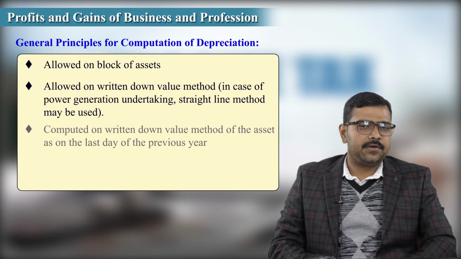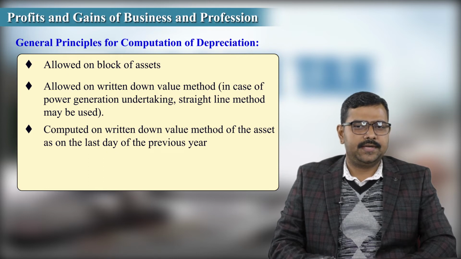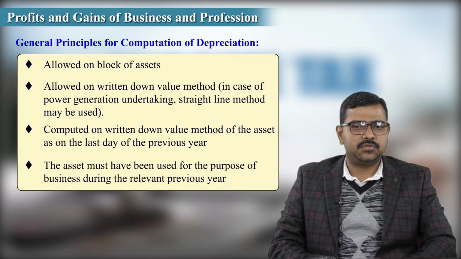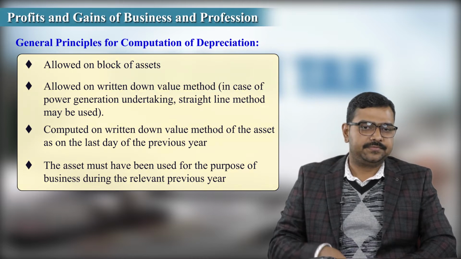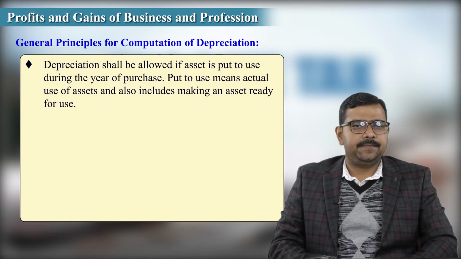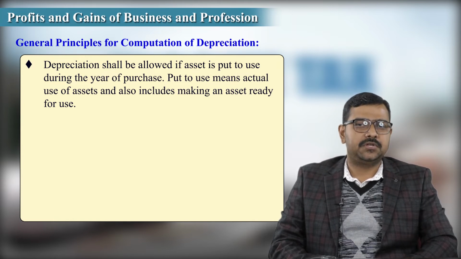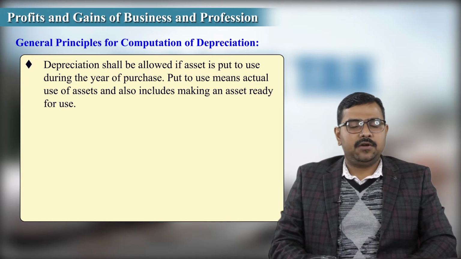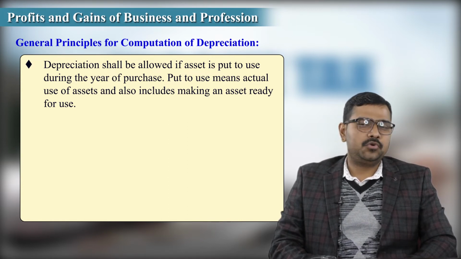Point 8: Computed on the written down value of the asset on the last day of the previous year. Point 9: The asset must have been used for the purpose of business during the relevant previous year. Point 10: Depreciation shall be allowed if the asset is put to use during the year of purchase. This is an important point which you should keep in mind. Depreciation shall be allowed only if the asset is put to use during the year.